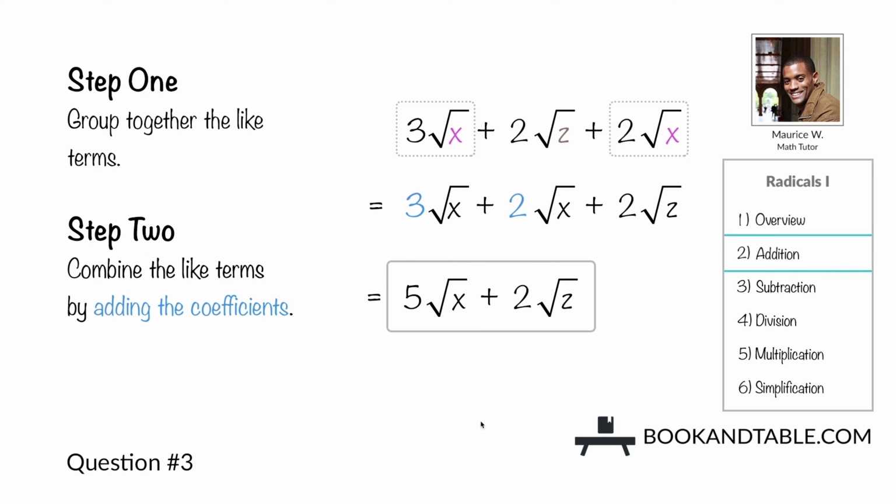Question number 3. Step 1, group together the like terms. So in this expression, 2 of our terms are like terms. Here we have x and here we have x. So we want these beside each other. And then step 2, combine the like terms by adding the coefficients. So 3 plus 2 would give us 5 radical x, plus our third term, 2 radical z. So this would be the answer to question number 3.